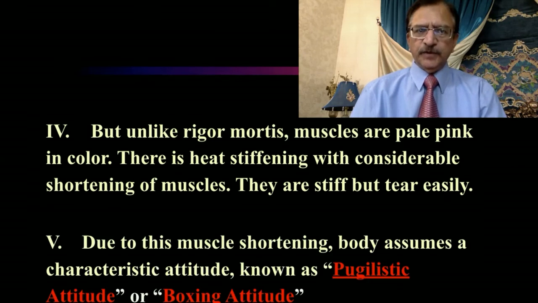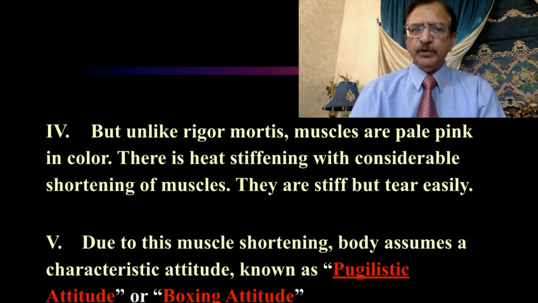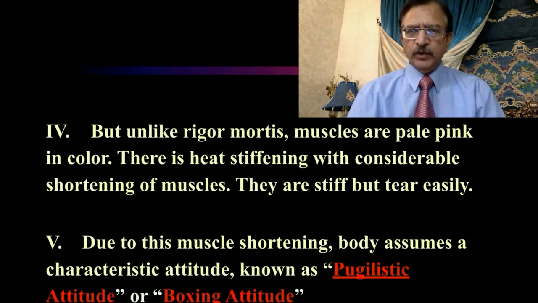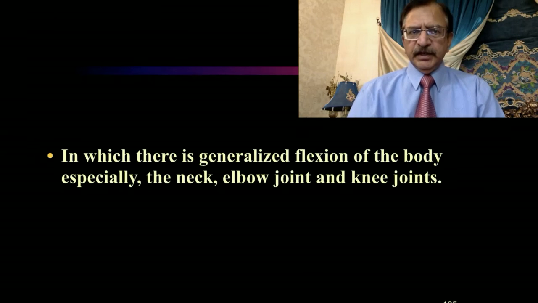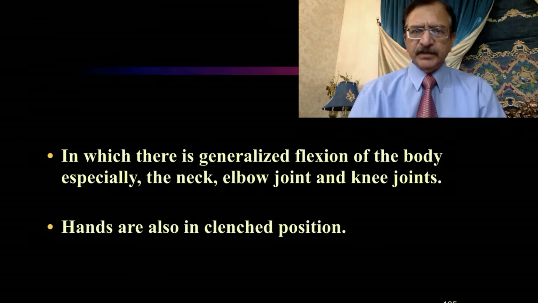Due to this muscle shortening, the body assumes a characteristic attitude, which is known as the boxing attitude or pugilistic attitude, because the whole muscle has undergone coagulation and there is stiffening of the body. Like this, when the body is burned, it appears in a boxing attitude, in which there is generalized flexion of the body, especially the knee, elbow, and neck. The hands are also clenched.